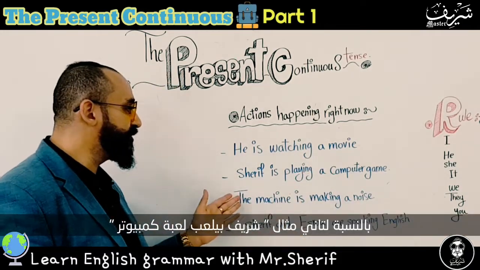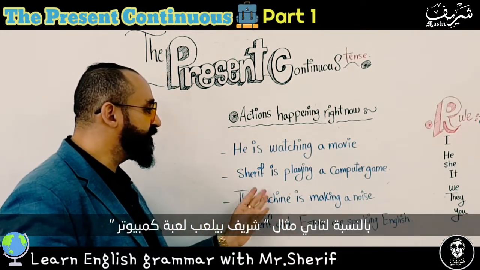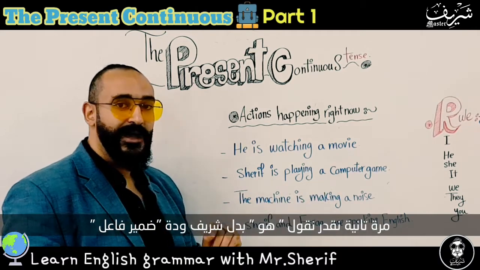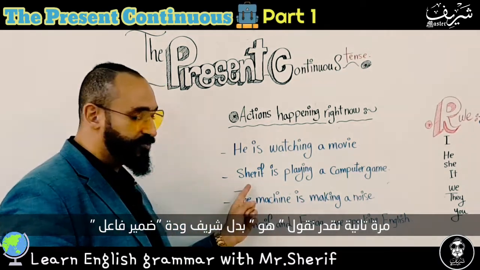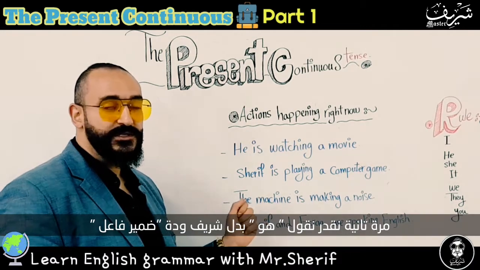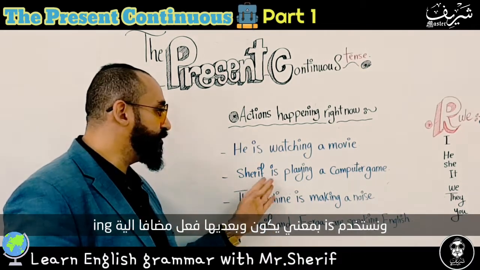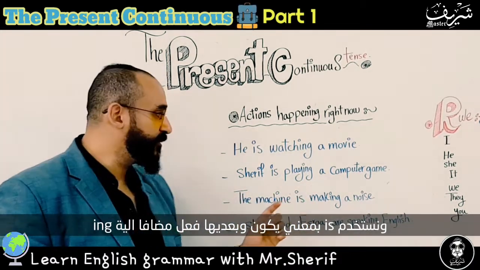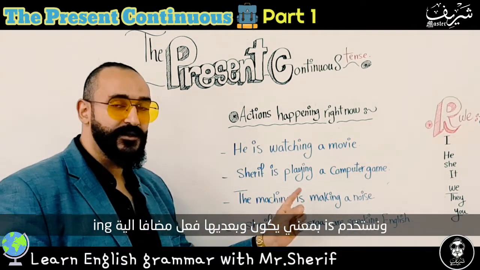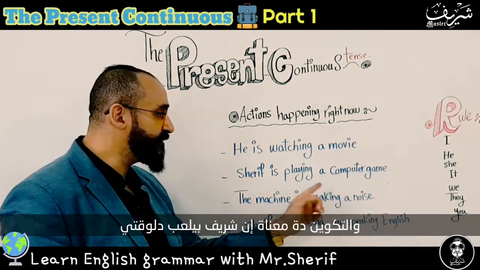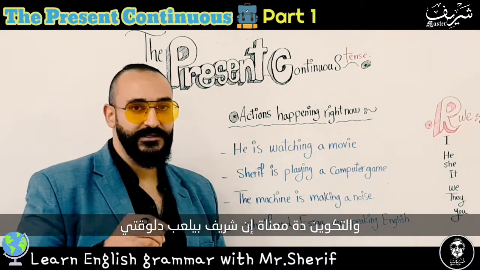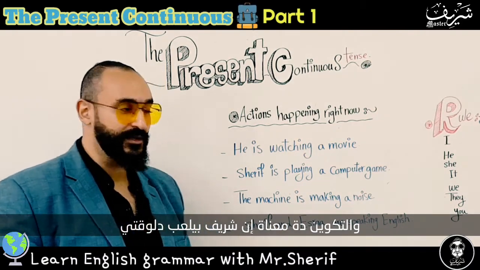For the second example that we have here, Sharif is playing a computer game. Again, instead of Sharif, we can say he, which is the subject pronoun, and we use is as a be verb, and also we've added ing to the verb. So Sharif is playing a computer game, that means he is doing it right now.